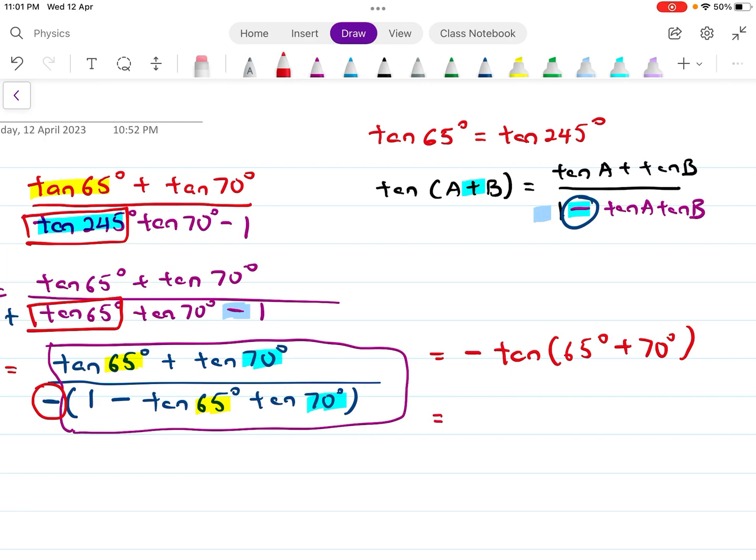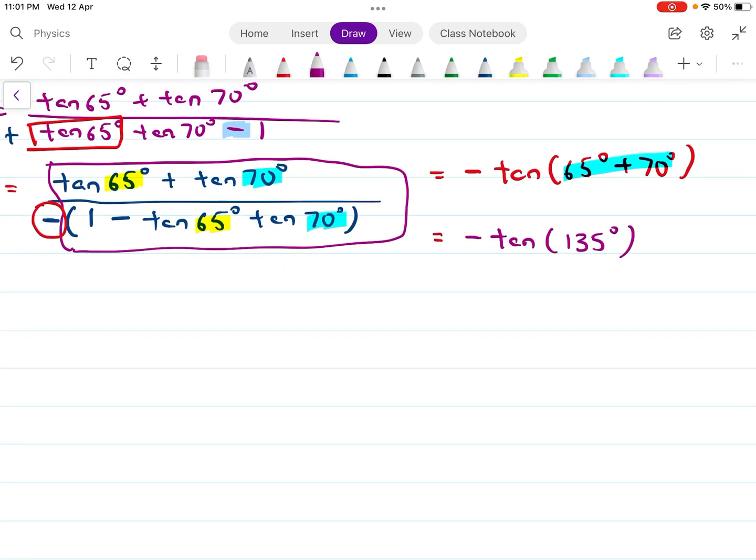After that, you simply just add up. So 65 plus 70, you'll get 135. So minus tan 135 degree. Okay, after you reach here, it's not done yet. You must recognize how do I get 135 based on a few of my special angles. So what do I mean by special angle? Special angle just means 0, 30, 45, 60, 90, and not forgetting your 180 degree. So negative tan 135 is actually a 180 minus 45.